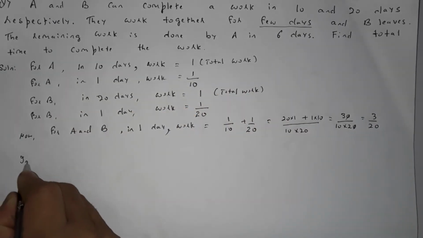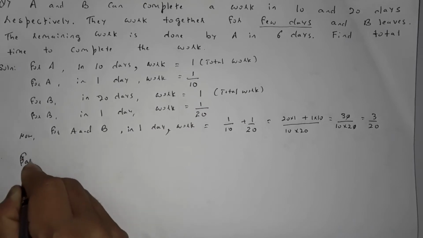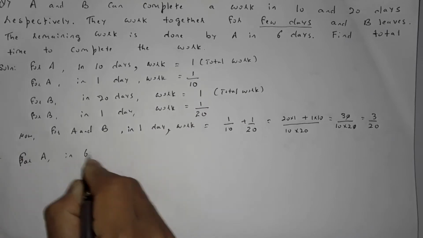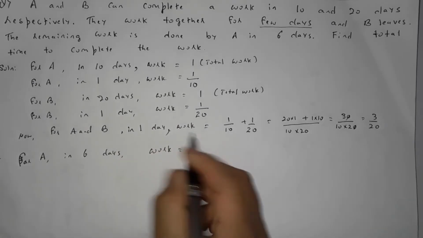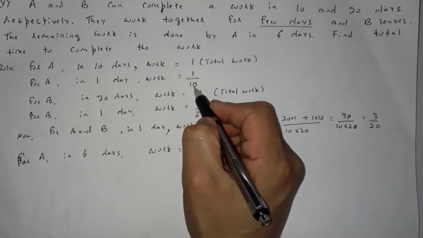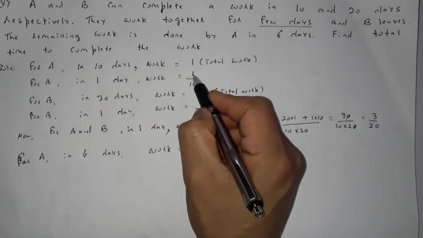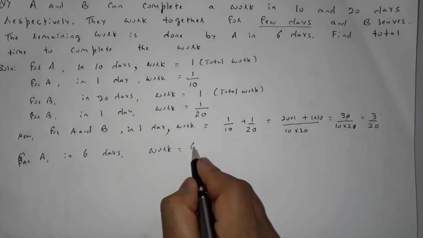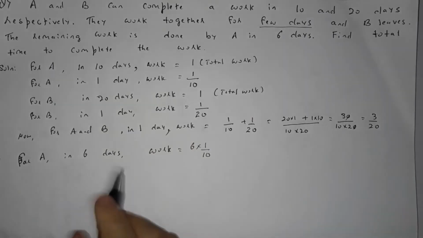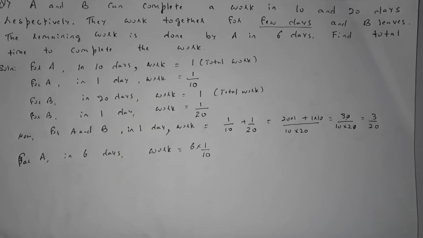Okay, for A in 6 days, work is how much? In 1 day it's 1 by 10. Okay, in 2 days it's 2 into 1 by 10. In 3 days it's 3 into 1 by 10. In 4 days it's 4 into 1 by 10. In 6 days it's 6 into 1 by 10. Okay, so you just have to multiply 1 day's work by the number of days. Suppose if 100 days, 100 into 1 by 10, it's like that.